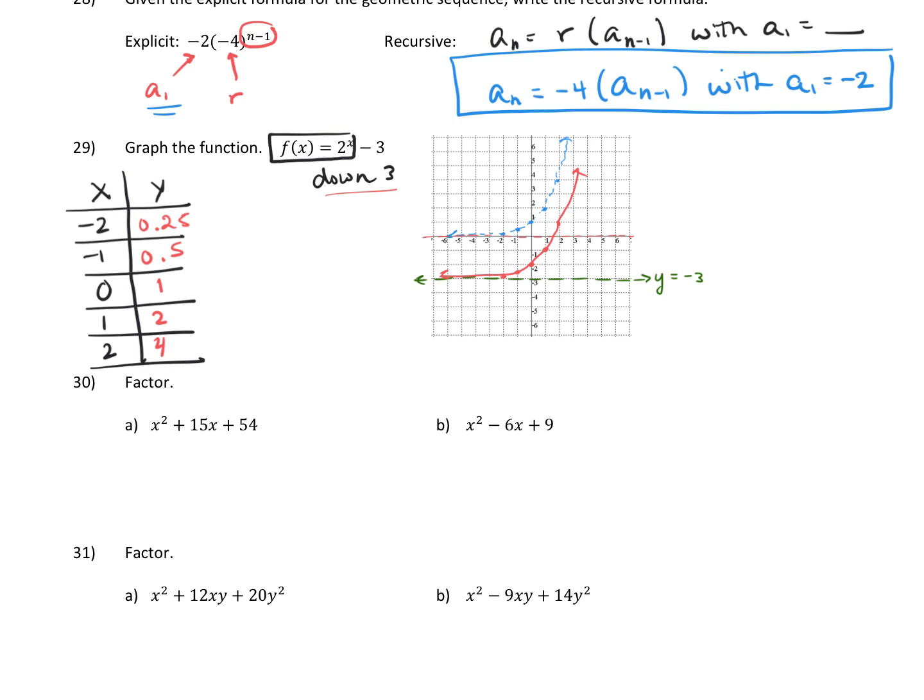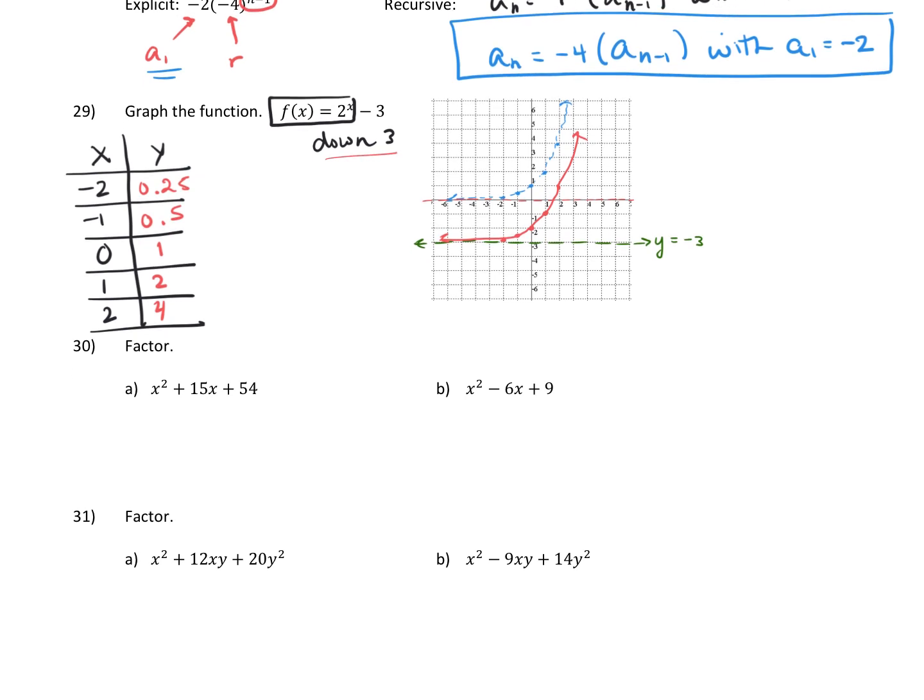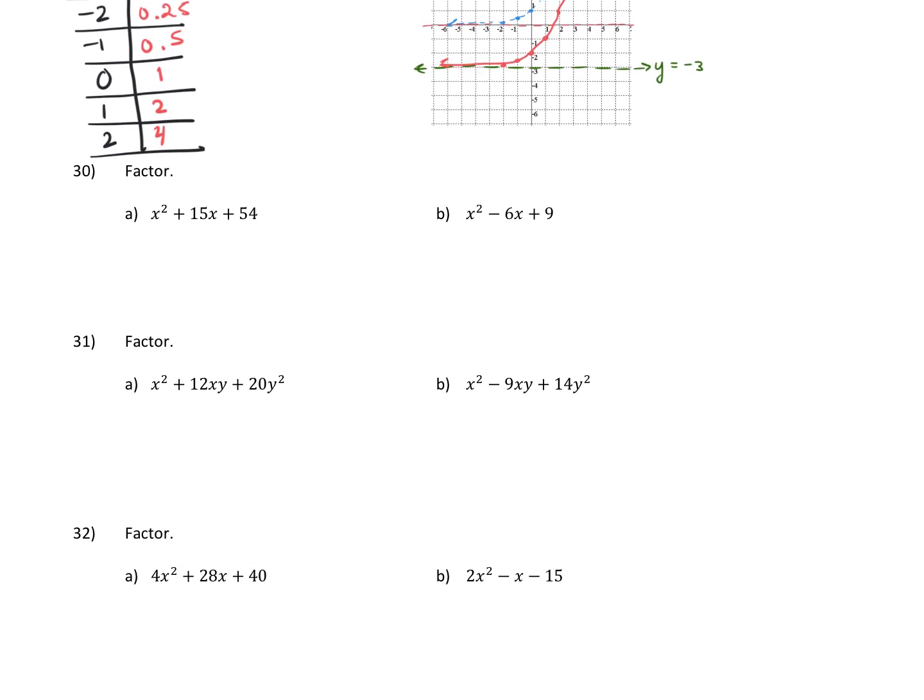All right, number 30, we are getting into our factoring. This is our most recent unit. All right, so factoring, first step, we look for a GCF. Do we have a GCF for these 3 terms? We do not. We notice this is one of our x squared trinomials, ax squared plus bx plus c.